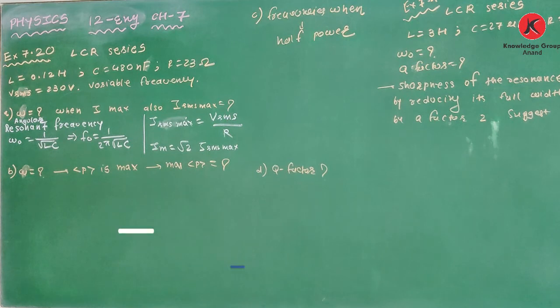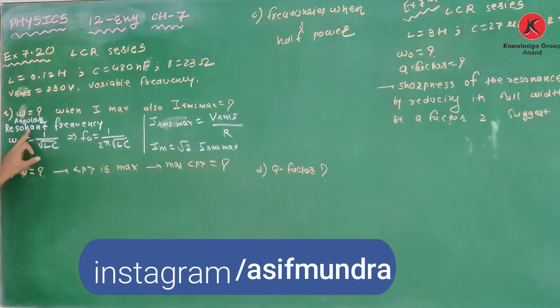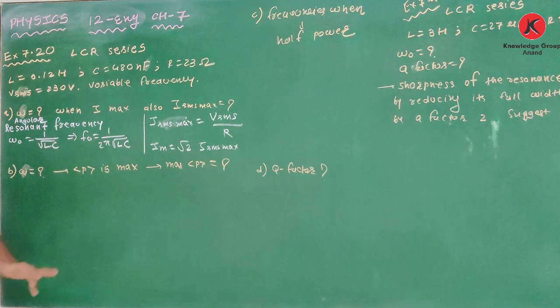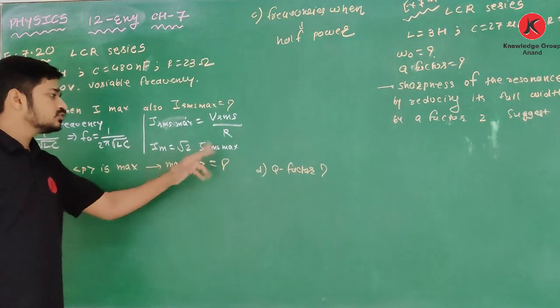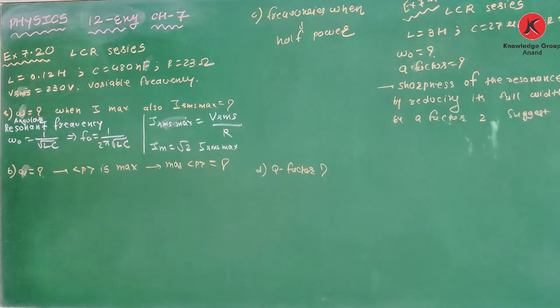So simple questions. Omega 0 is equal to 1 upon under root LC. F 0 is equal to 1 upon 2 pi under root LC. I RMS maximum is equal to V RMS upon R. I M is equal to root 2 I RMS maximum.